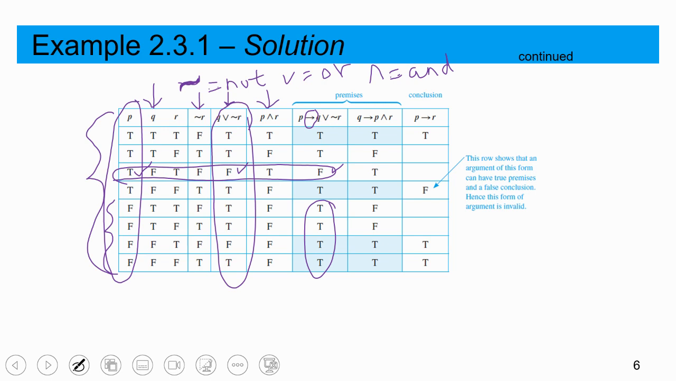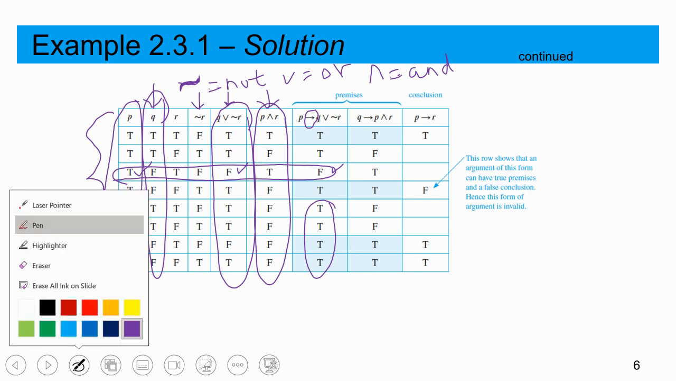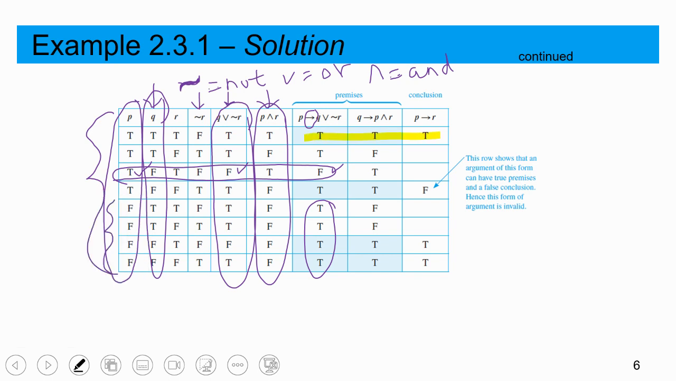And then you'll repeat the process for Q implies P and R. Okay. Now, for the conclusion, P implies R, we're only interested in the rows where the premises are true. So take a look, this would be a critical row. This is a critical row. This is a critical row, and this is a critical row. So we don't need to test P implies R for the other rows because they're not critical.